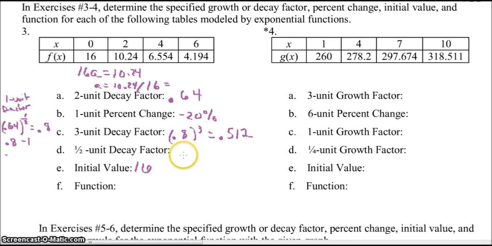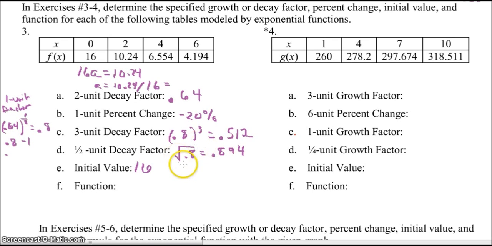Now to find the 1/2 unit decay factor, I'm just going to take the square root of the 1 unit decay factor, because we'll multiply by 2 of these, square root of 0.8 times square root of 0.8, to get the whole 1 unit factor. And again, you could raise that to the 1/2 power, 0.894.